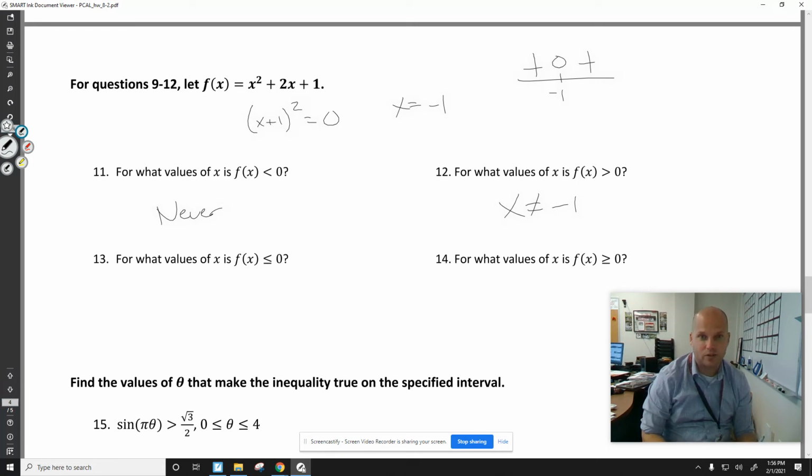When are we less than or equal to 0? Well, we're equal to 0 at -1, and that's it. And when are we greater than or equal to 0? All real numbers.